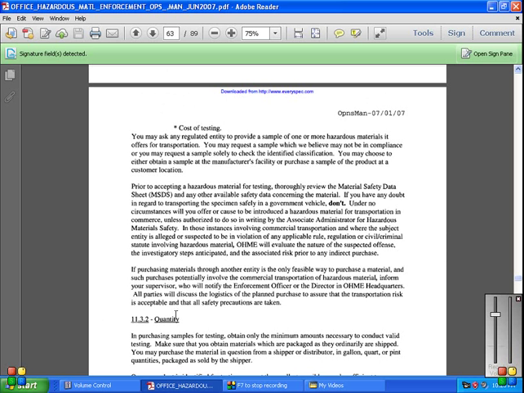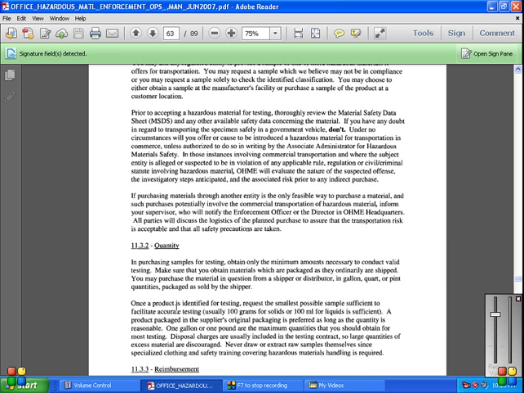11.3.2 Quantity. In purchasing, sampling, and testing, obtain the minimal amounts necessary to conduct validated testing. Materials ordinarily shipped may be purchased from the shipper and distributor in gallon, quart, and pint quantities, packaged and sold by the shipper. Once a product is identified for testing, request the smallest possible sample sufficient to facilitate accurate testing. Usually 100 grams for a solid or 100 milliliters for liquids is sufficient.